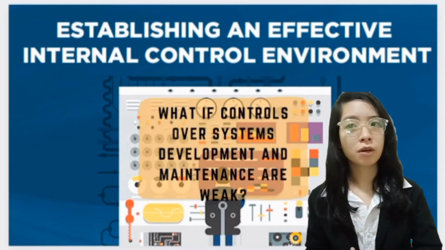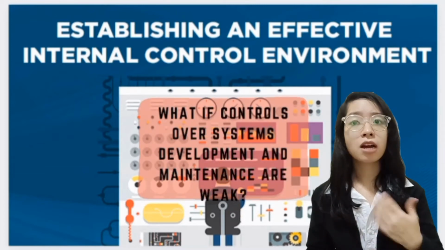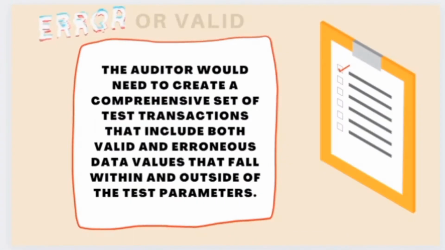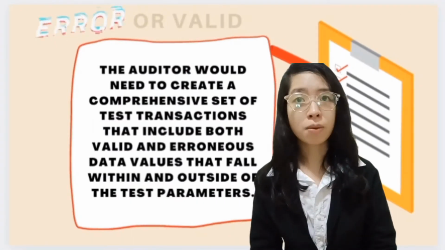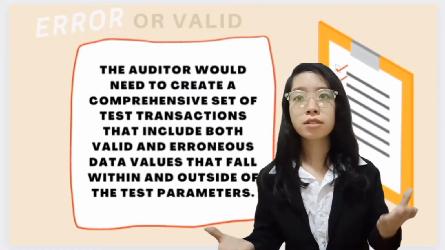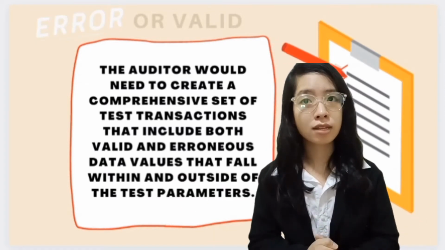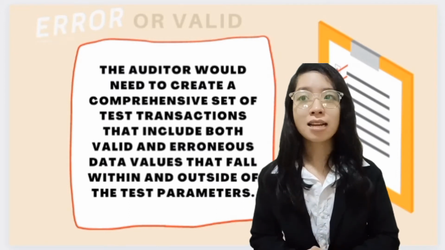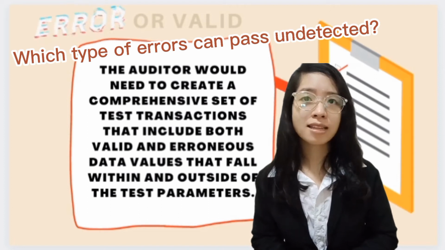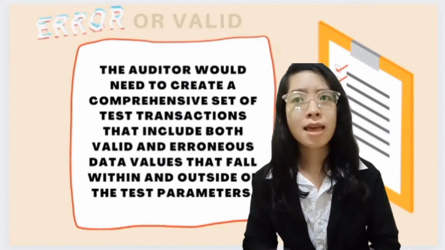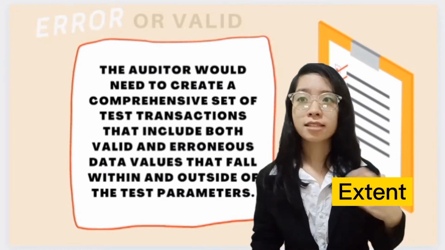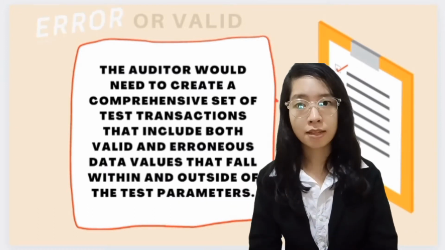This testing would require the auditor to gain a familiarity with all the validation procedures in place. The auditor would need to create a comprehensive set of test transactions that include both valid and erroneous data values that fall within and outside the test parameters. An analysis of the test results will show the auditor which types of errors can pass undetected by the validation program. This evidence will help the auditor determine the nature, timing, and extent of subsequent substantive tests.